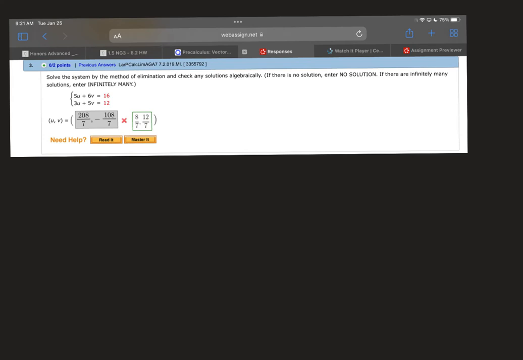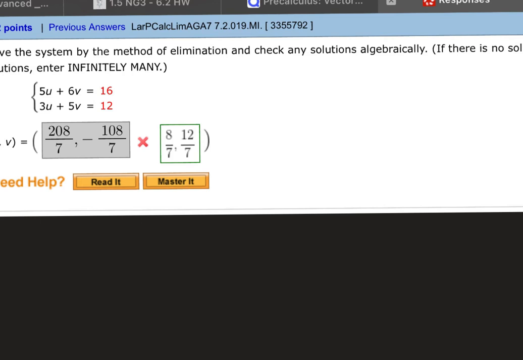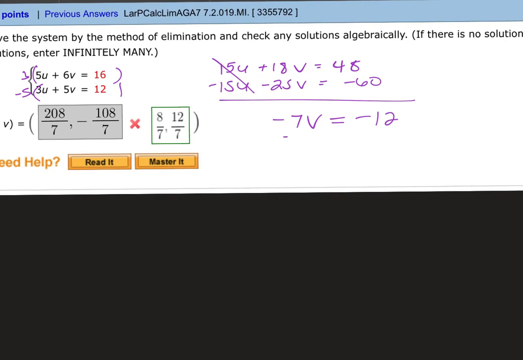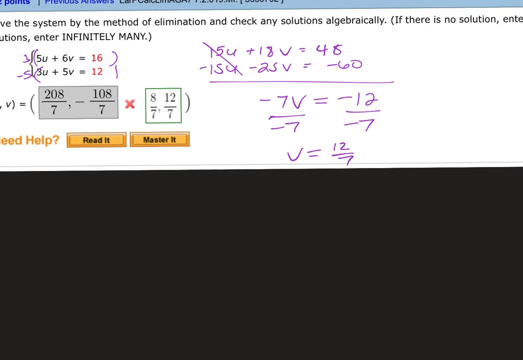Okay, number 3, solve the system, elimination. All right, so what did you do? How'd you eliminate? I multiplied by 3 and negative 5. You got it, the negative. Make it negative. Okay. And then divide. V is 12/7. And then plug it back in.